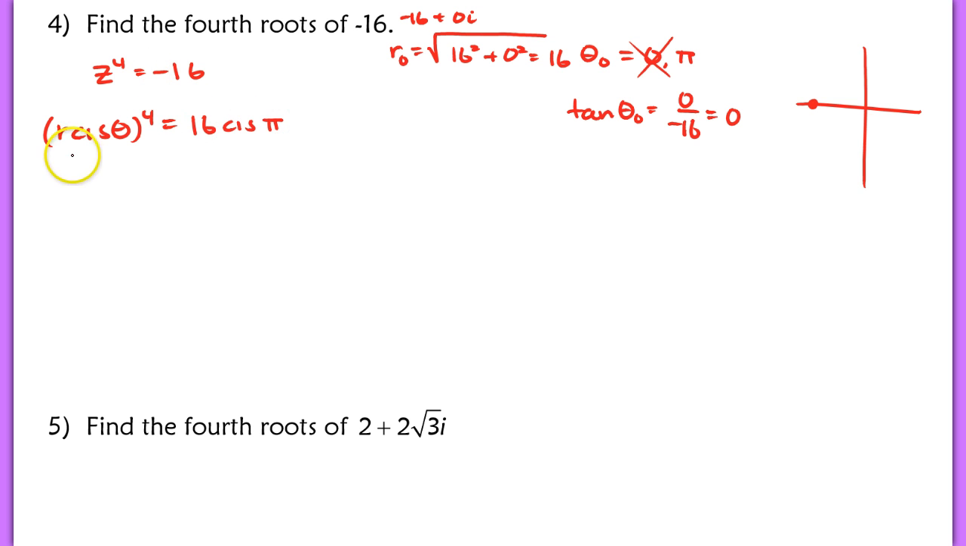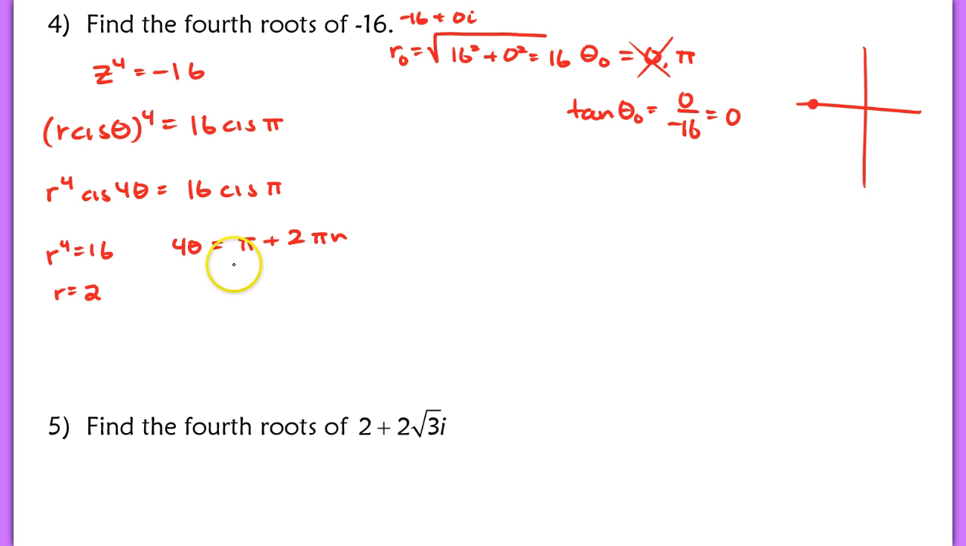All right, now let's work on simplifying the left-hand side. When we take r cis theta and raise it to the 4th power, we raise the modulus to that power, and we multiply the argument by 4. So we have r to the 4th cis 4 theta is equal to 16 cis pi, which means r to the 4th is equal to 16, so we can see r is 2. We also see that 4 theta is equal to pi, and again, remember that this is not a unique angle measure. You can add 2 pi n. So if we divide now by 4, we end up with theta equaling pi over 4 plus pi over 2 n.